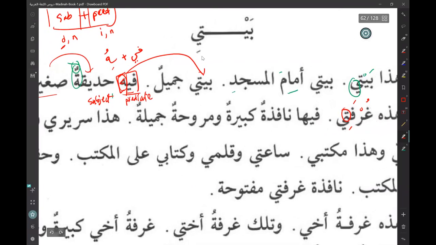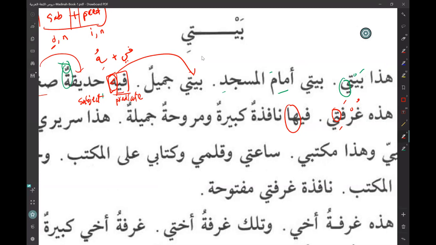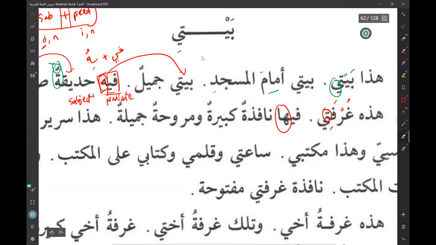See? فيها, guys. Where does this ha refer to? We had a fihi here, and we have a fiha here. Yes, very nice. Now you're understanding, because this ha is because ghurfa is feminine. That's why it's referring to the room. And remember, it's doing the same structure. This is a very important structure. You have to understand this structure, meaning starting with fihi, ala, alayhi.